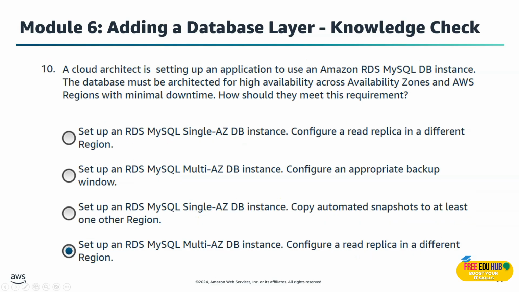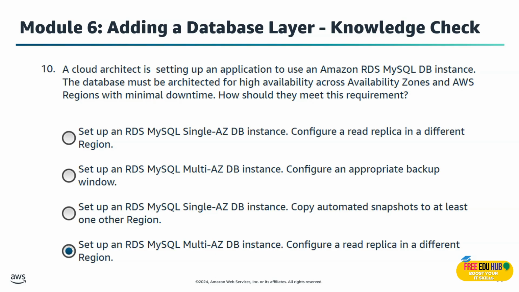Now the last question says that a cloud architect is setting up an application to use an Amazon RDS MySQL database instance. The database must be architected for high availability across availability zones and AWS regions with minimal downtime. How should they meet this requirement? So the right answer for this one is to set up an RDS MySQL multi-availability zone database instance and configure a read replica in a different region.